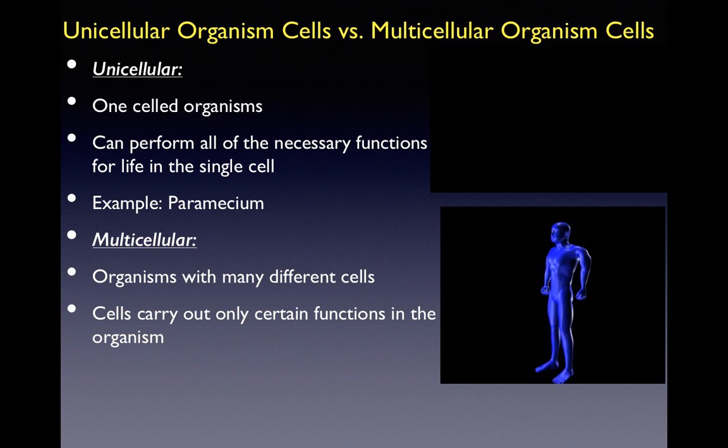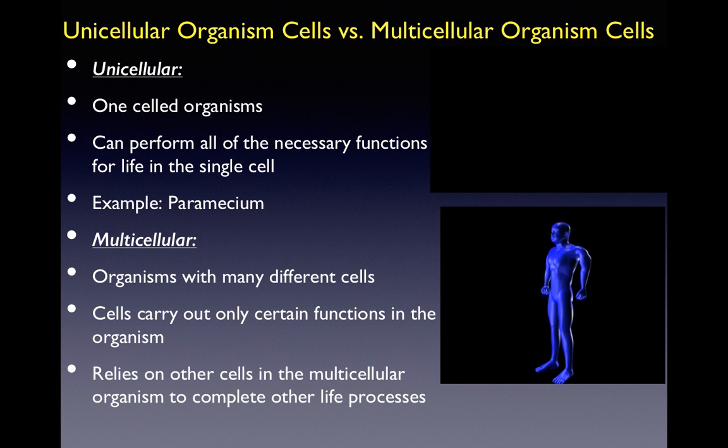If we had all lung cells, we wouldn't function because we wouldn't have any energy. So this relies on other cells to complete their processes. And then our example is just the easiest one that I know of is us.